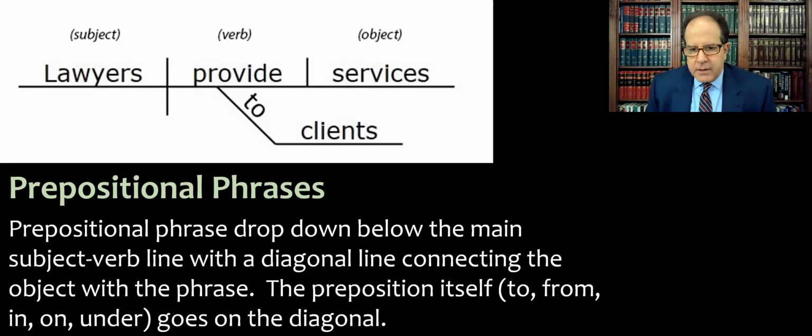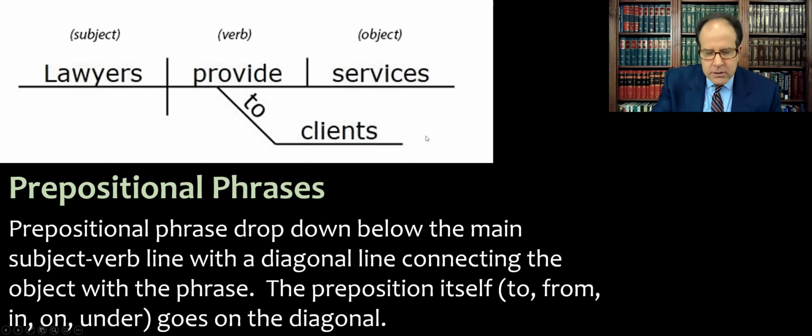And so the preposition itself, and remember, prepositions are little words usually that are either directional or show causation or location, right? So to, from, in, on, under, at, words like that are prepositions. And that word, it goes on the slanted or diagonal line, and then the object of the preposition, which is typically a noun, is going to go on the second line that goes parallel underneath the main sentence line.